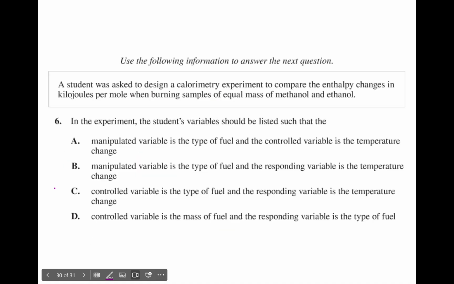So here's an example with the variables. We have a calorimetry experiment, and they're comparing how much enthalpy we get depending if we're burning methanol or ethanol, and each of these will have the same amount of mass. So just based on that, because you are comparing methanol and ethanol, that is your manipulated variable, because one of those experiments you would do with methanol, the second one with ethanol.